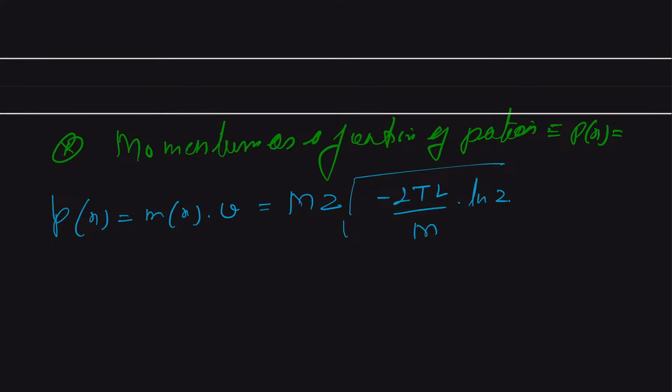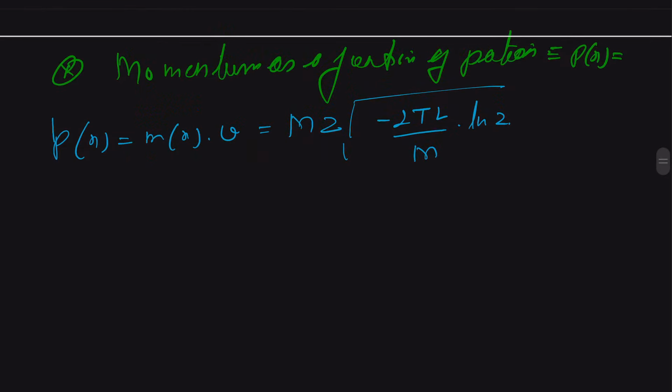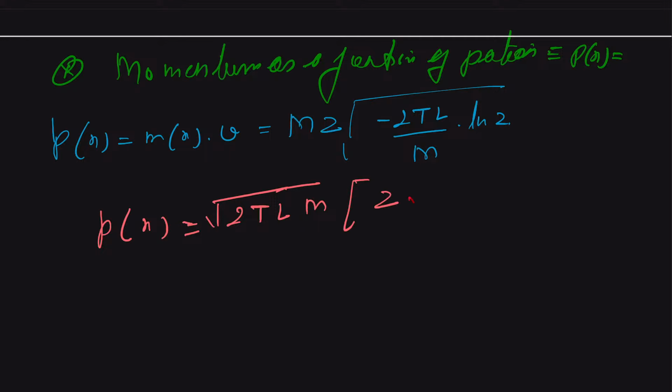And we are going to maximize this momentum. Let me sort it out. So we can write P of x as square root of 2TLm, times z, times square root of minus natural log of z.